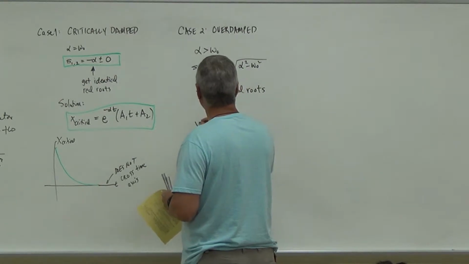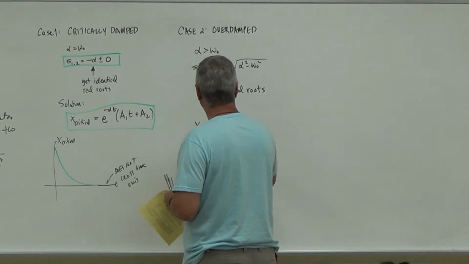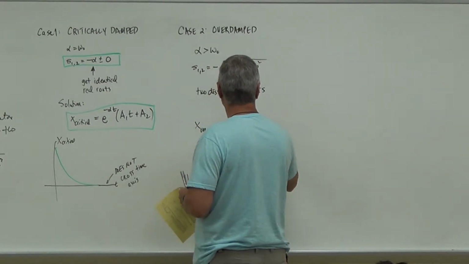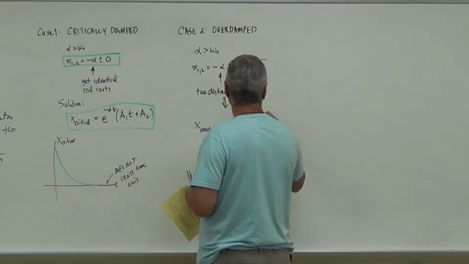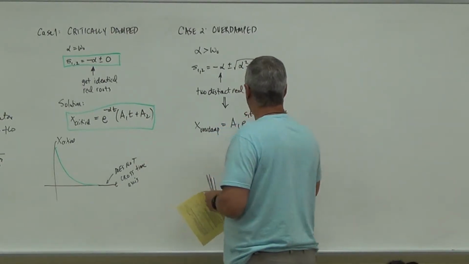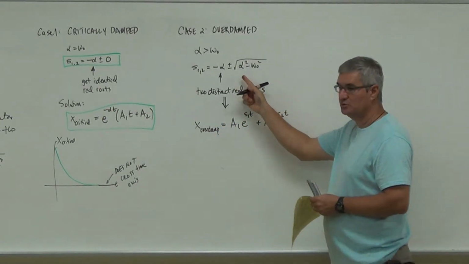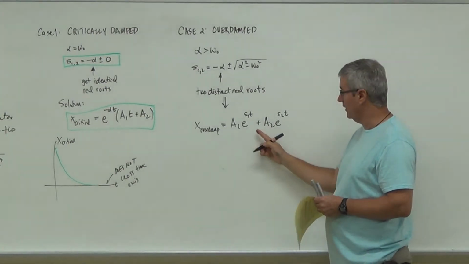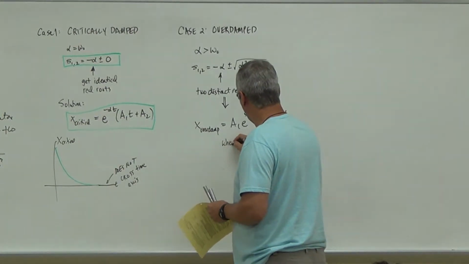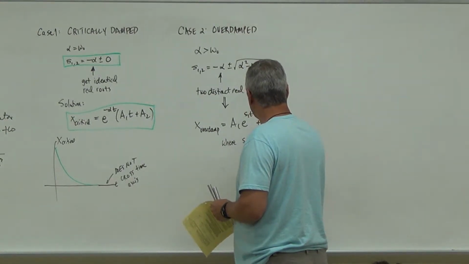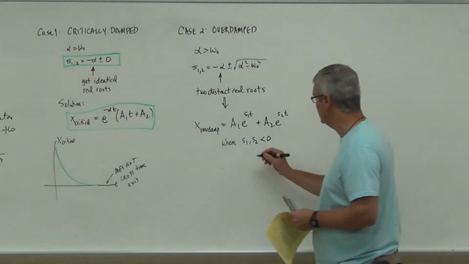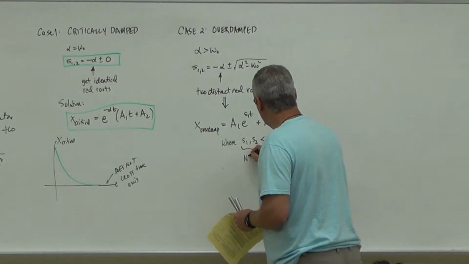And that one solution for overdamped has to be A1 e to the S1t plus A2 e to the S2t. Now note, each of these roots will be negative. So S1 and S2 will always be less than 0. In other words, they're negative.